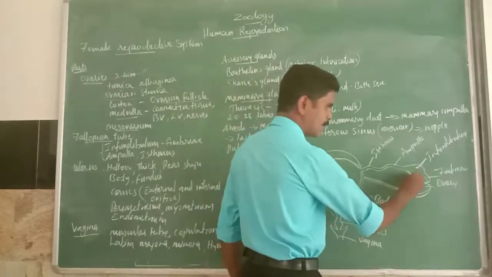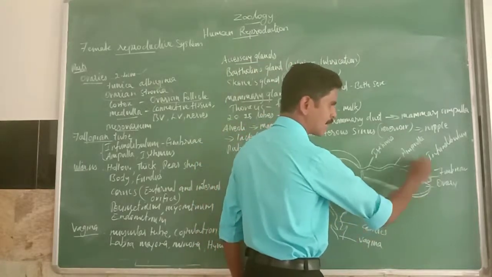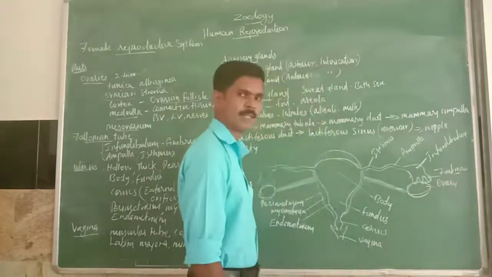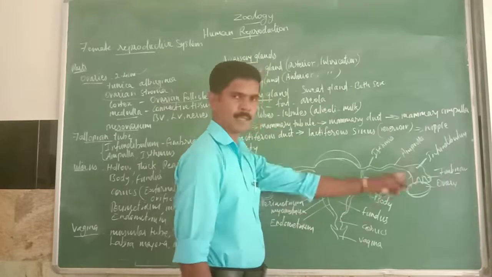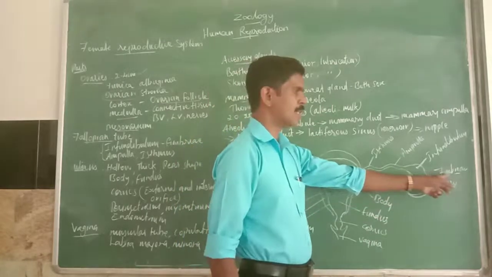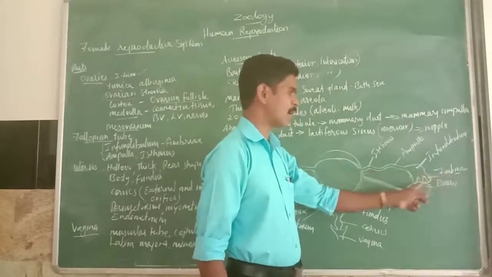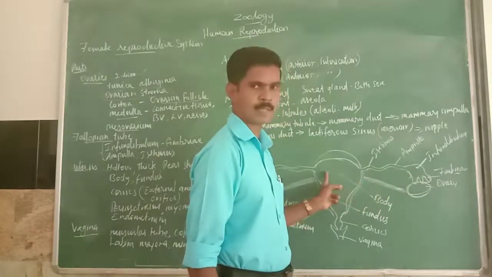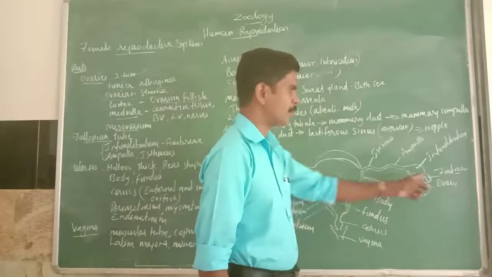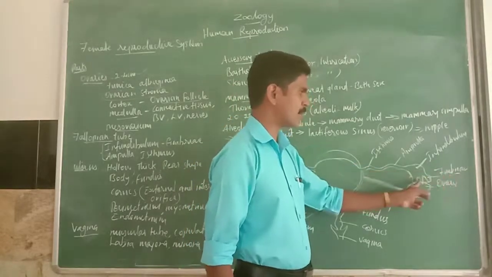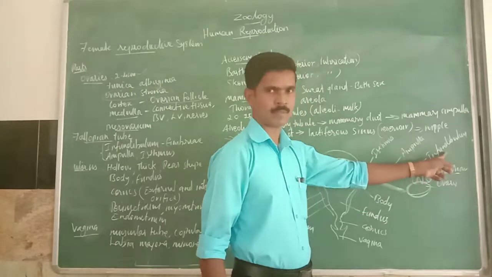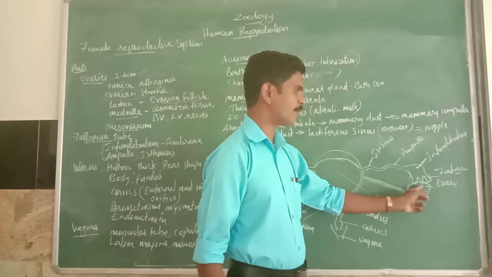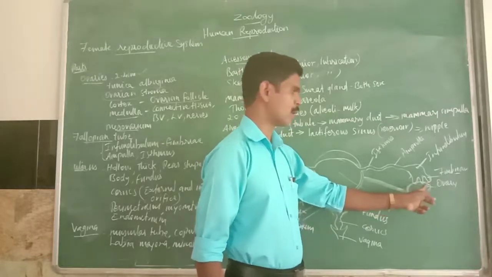At the end of this infundibulum, many small finger-like projections are there. These finger-like projections are called fimbriae. The main function of the fimbriae is collecting the egg or ovum from the ovary and sending the egg through this tube to the uterus. So the fimbriae are present at the end of the infundibulum, and their function is collecting the egg from the ovary. Hope you understood this point.